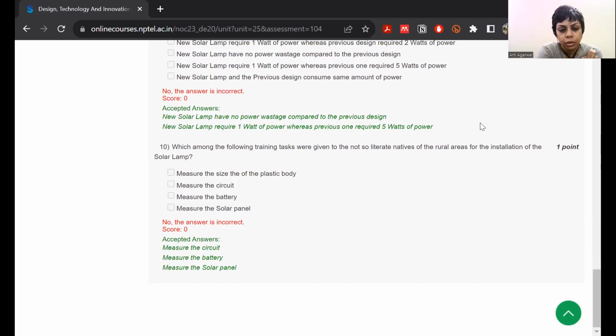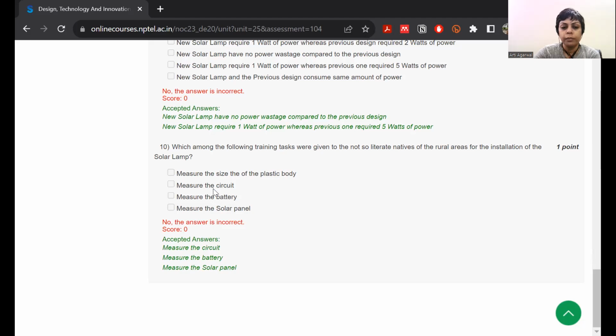So last question, question number 10. Which among the following training tasks were given to the not so literate natives of the rural areas for the installation of the lamp? This should be a bit obvious. The people who had better skills, a better understanding of the circuitry and how the thing works, were asked to do the measurement of the circuit, the battery, and the solar panels, because this kind of requires a little bit more knowledge than just measuring, say, the plastic body.